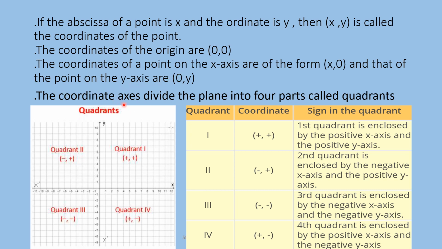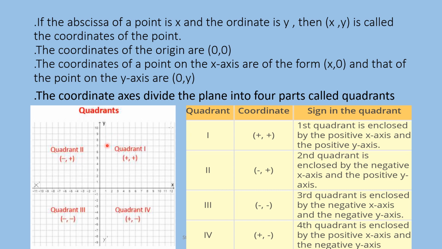The coordinate axes divide the plane into 4 parts called quadrants. You can see here X' and Y' dividing the plane into 4 parts. Each part is called a quadrant. While naming the quadrants, you have to name them in anti-clockwise direction. That is quadrant 1, quadrant 2, quadrant 3 and quadrant 4. Now you have to think about the sign of the coordinates in the quadrants.